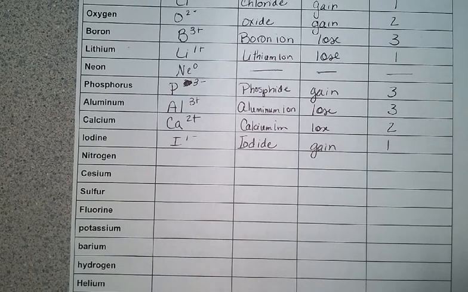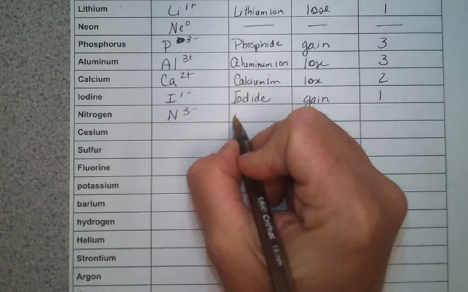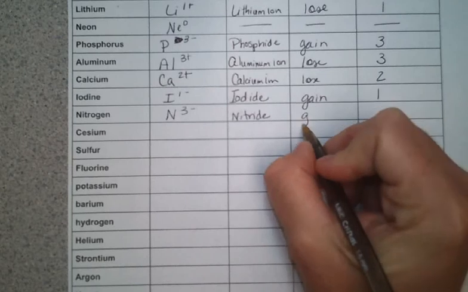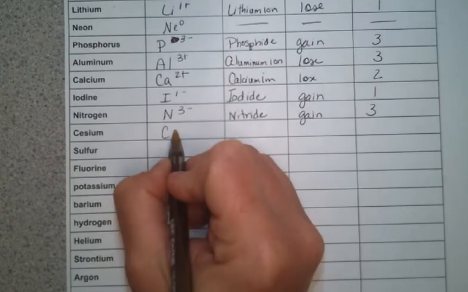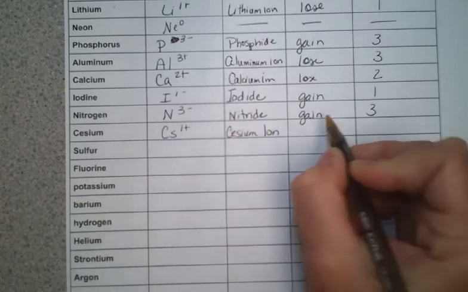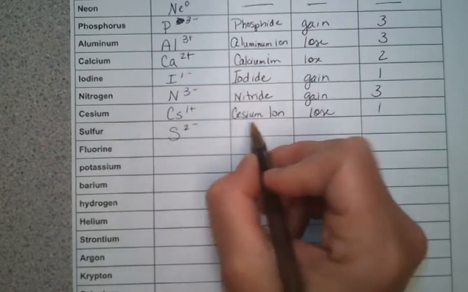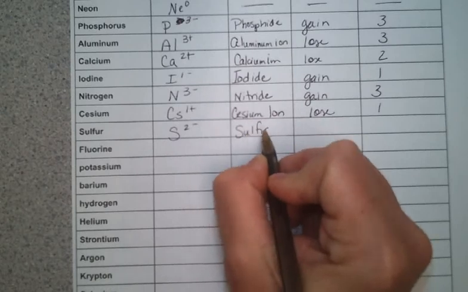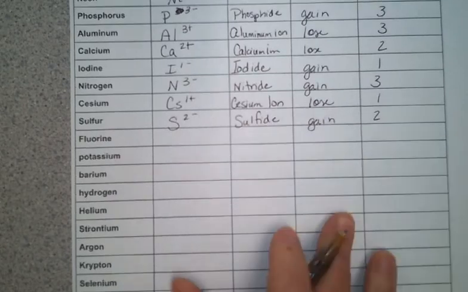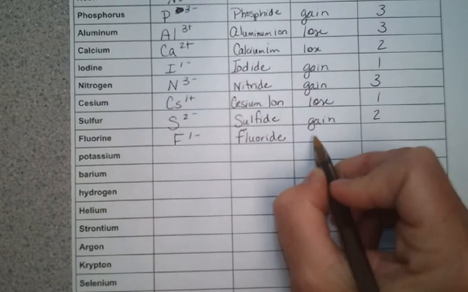Nitrogen is a 3 minus charge, and that would be a nitride, and it's going to gain 3. Cesium, that's Cs, that's a 1 plus, that's a cesium ion. It is going to lose 1 electron. Sulfur is a 2 minus, that is a sulfide, and it's going to gain 2 electrons. Fluorine is a 1 minus, that becomes a fluoride, and that means it's going to gain 1 electron.